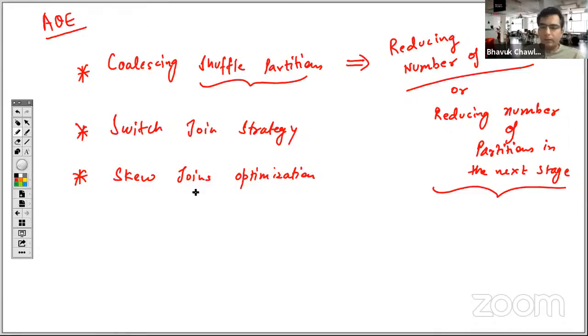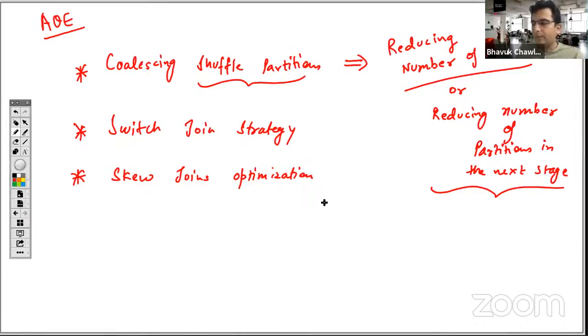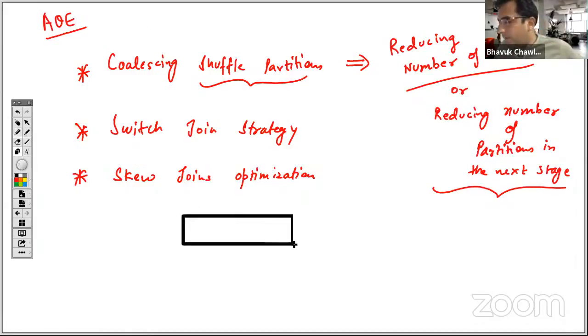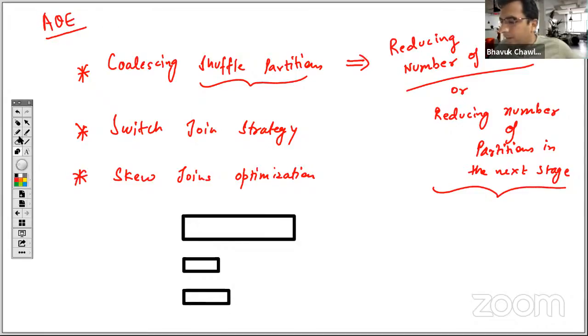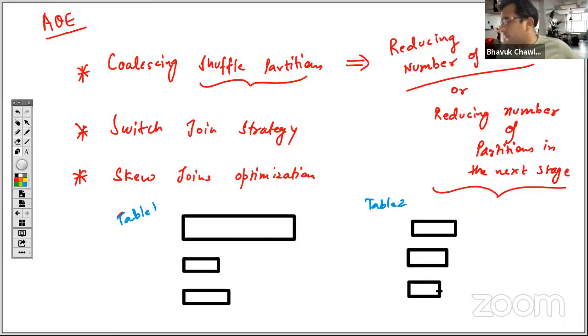The third advantage is that it works on skewed join optimization. Let's say we have partitions, and let's say we are joining two tables, this is table 1 and we are joining it with table 2. This one is not too much, but this partition is skewed, there is a lot of data for this, and we want to join these two tables. This is skewed data because one particular partition has a lot of data.